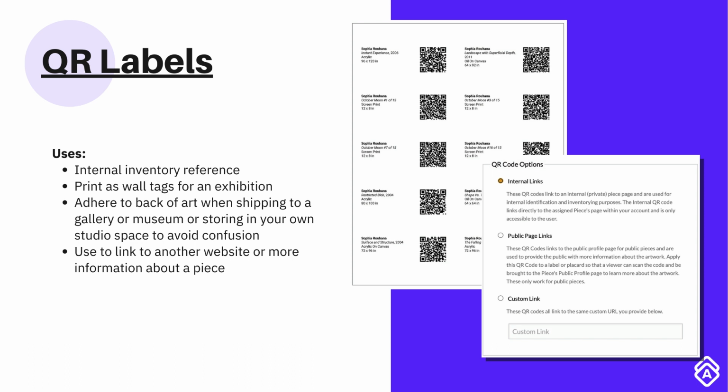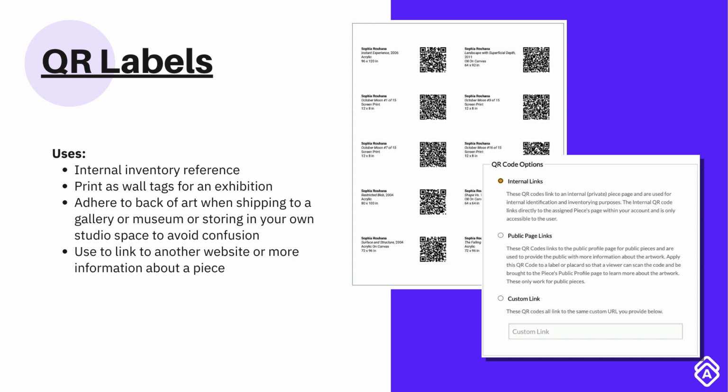And like I mentioned, these QR codes are specifically attached to artworks in the system. So you can't generate a general QR code without attaching it to a piece. These are attached to pieces in your inventory. But the public page links is what you would want to use for an art show that they can then scan, go and see your piece on the public profile as long as it's made public.